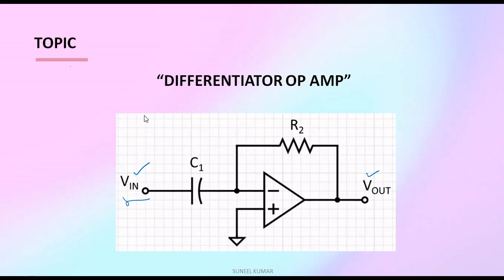In the last lecture we discussed the integrator, in which we connected the capacitor in the feedback path, where the inverting terminal is connected with the output. But in the differentiator we will connect the capacitor at the inverting terminal and the resistance in feedback. So we will discuss this differentiator circuit.